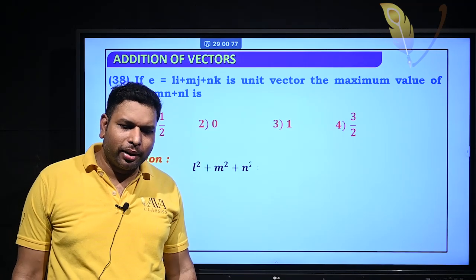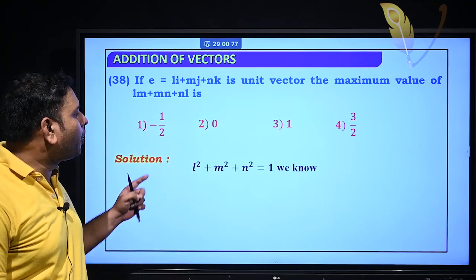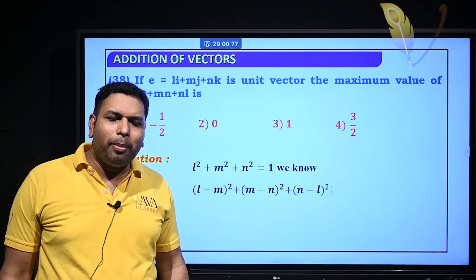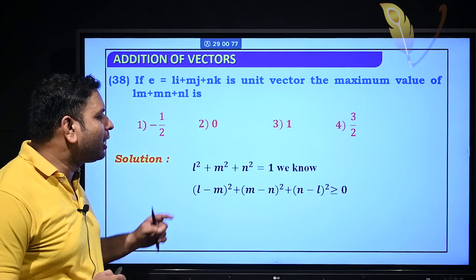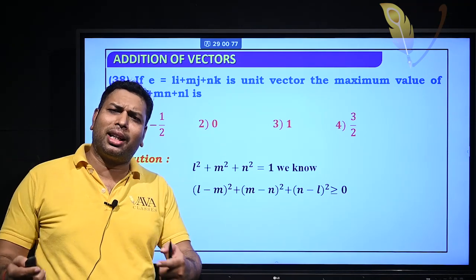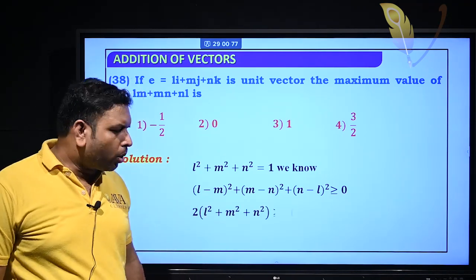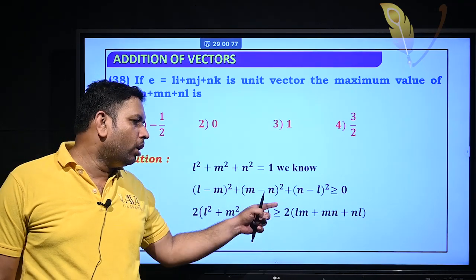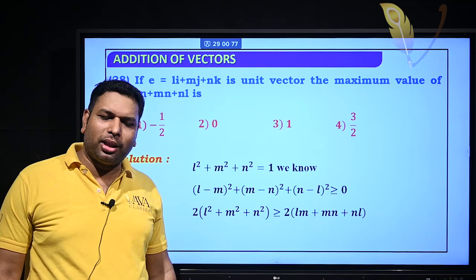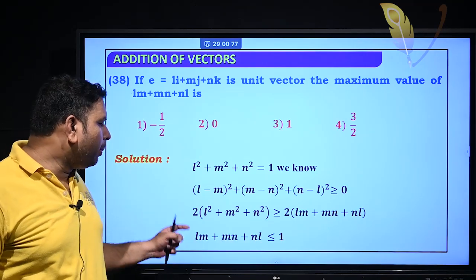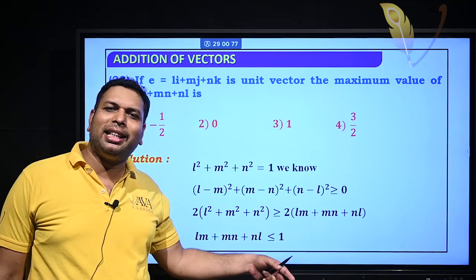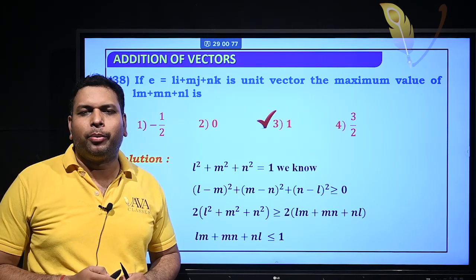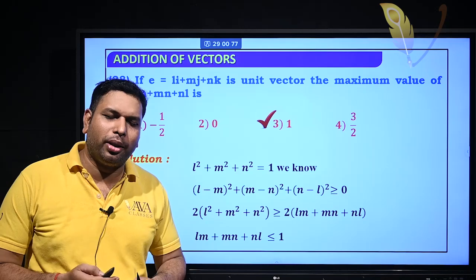Now solution. l square plus m square plus n square equals 1. We know (l minus m) whole square plus (m minus n) whole square plus (n minus l) whole square is greater than or equal to 0. So 2 times (l square plus m square plus n square) is greater than or equal to 2 times (lm plus mn plus nl). By simplification, lm plus mn plus nl is less than or equal to 1. So the third option is the right option, students.